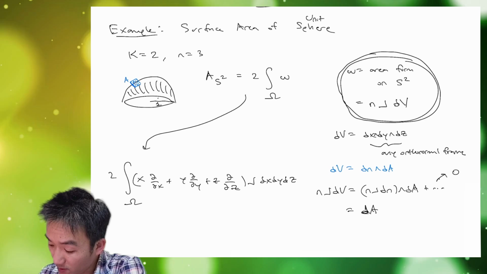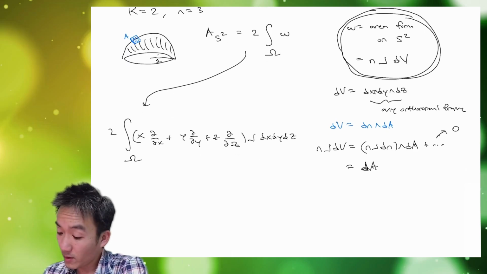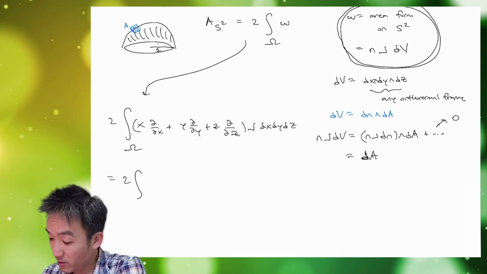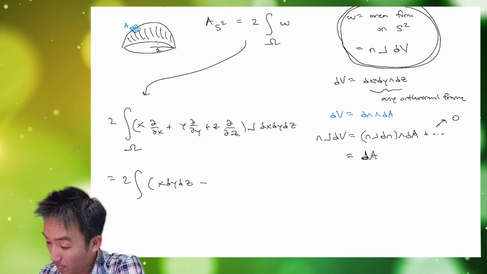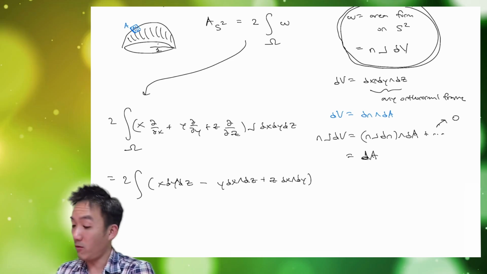And this is over this upper dome part. Okay, so let's continue. So we do the contraction. We're going to get x dy dz, and then get a minus y dx, I should put a wedge, see? Plus z dx dy. This follows from the contraction formula we wrote earlier.